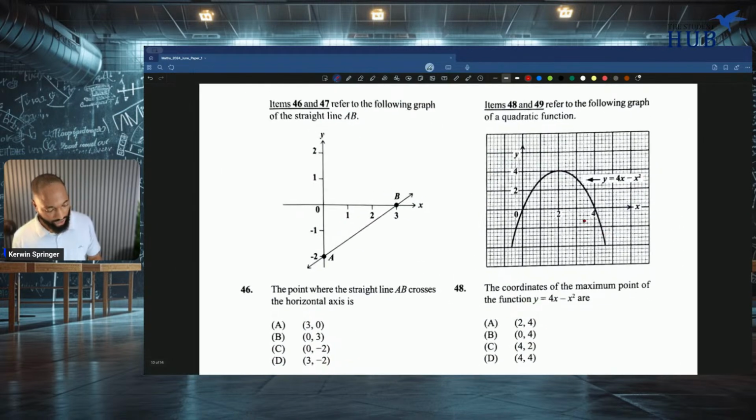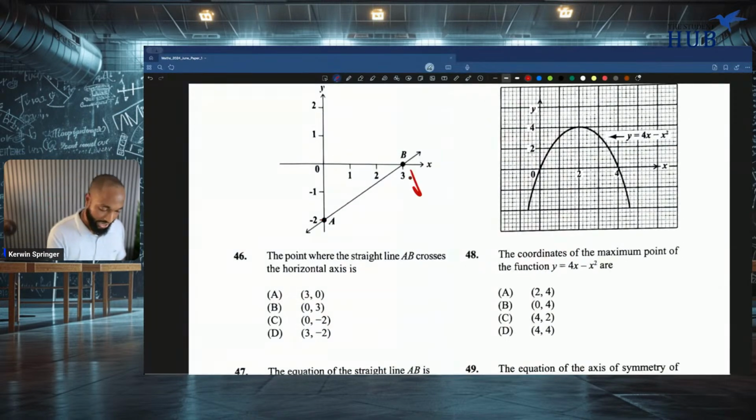The point where the straight line crosses the horizontal axis, that's here. That point is called (3, 0) on the x-axis.